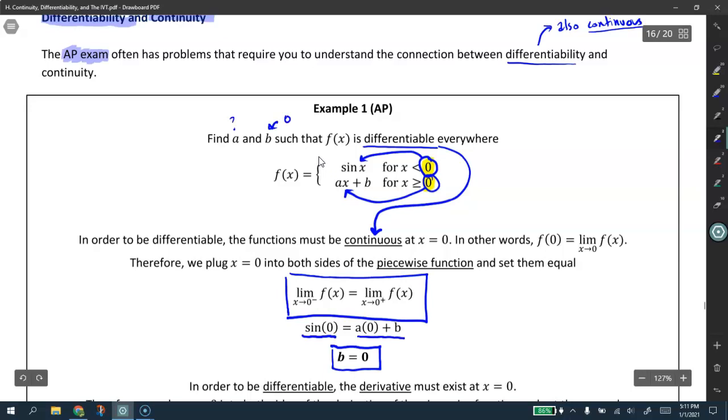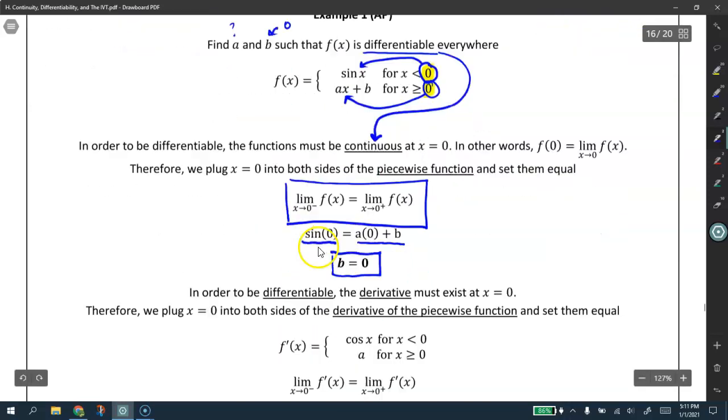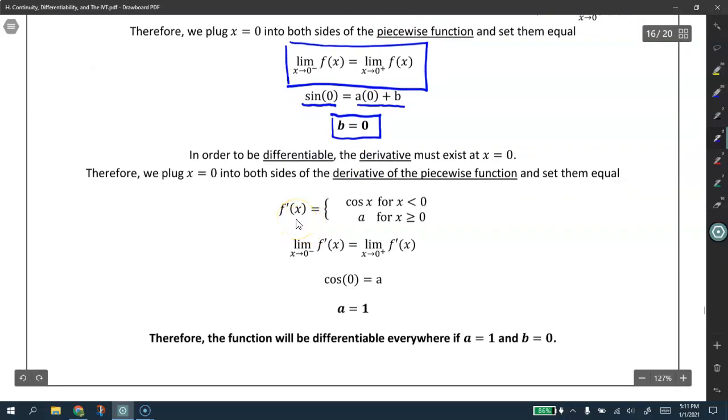So how exactly are you supposed to go about this? Because technically speaking, we really can't plug in anything into the functions. So what we do instead is we use the fact that it's also differentiable. In fact, that's the word that they had used. So because it's also differentiable, we take the derivatives of both of these functions, and we set them equal to one another.